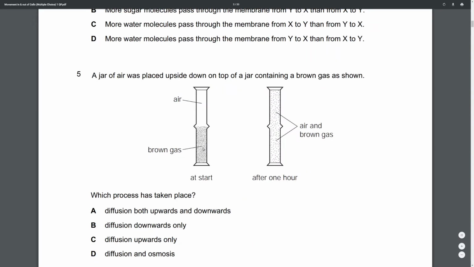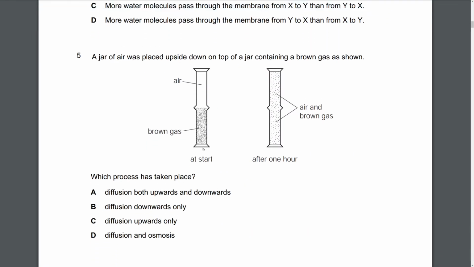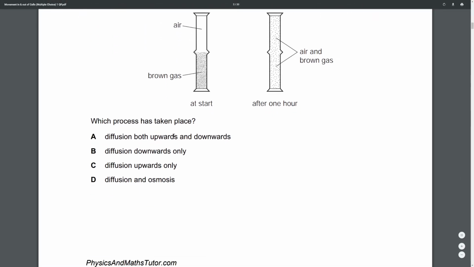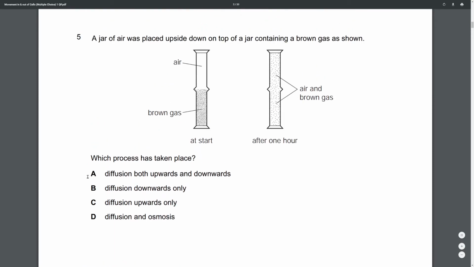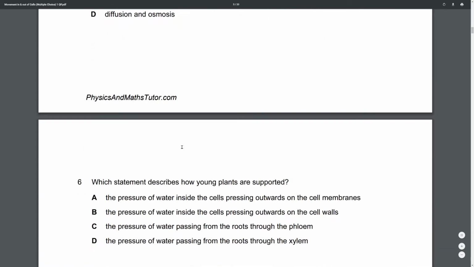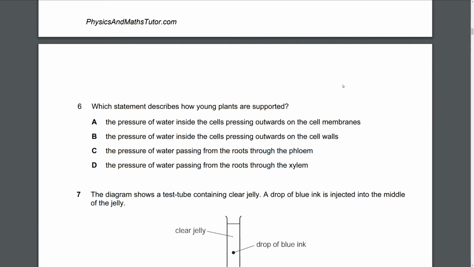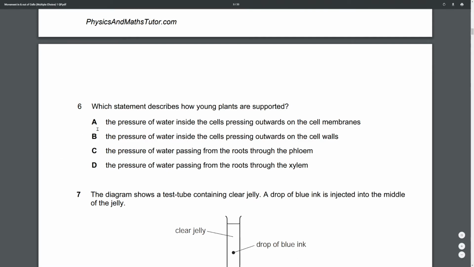Right, next, question 5. We have a jar of air placed upside down on top of a jar containing a brown gas as shown. Which process has taken place? Diffusion has taken place both upwards and downwards, as diffusion moves in a random direction. Next, which statement describes how young plants are supported. This isn't plant nutrition, we still haven't taken it, but basically pressure of water in the cell pushes outwards on the cell wall, causing it to stand up. So this would be B.